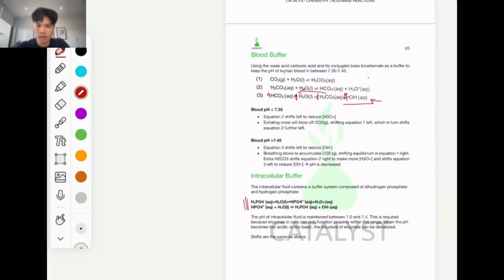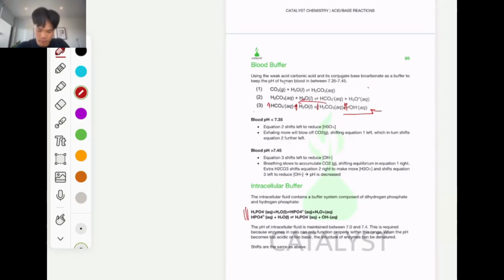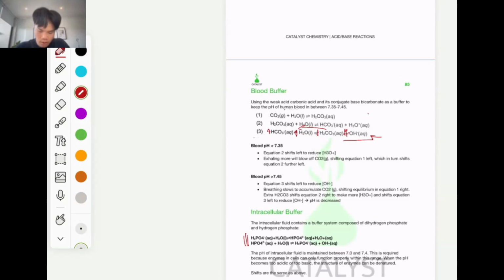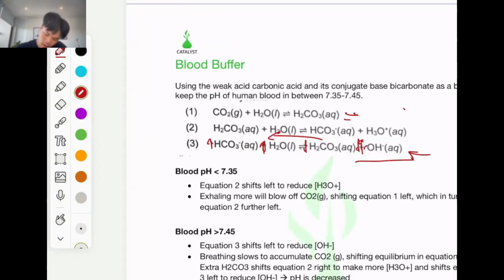Could you just clarify how to approach the first one where it's like the double equation? Oh, right. As in the one where you have HCO3 minus? Yeah. So same thing basically.